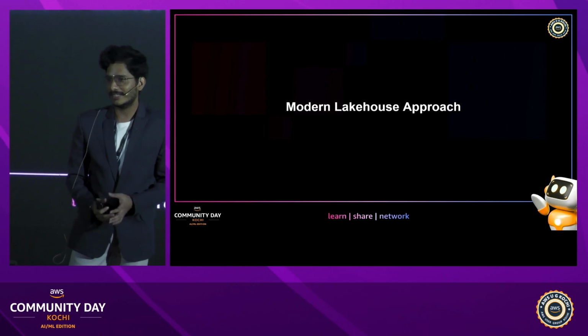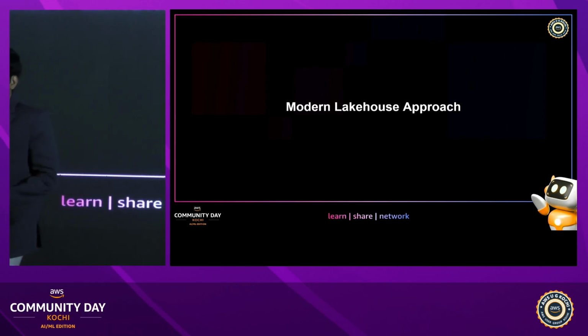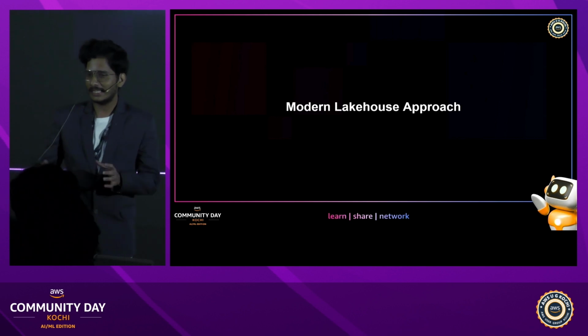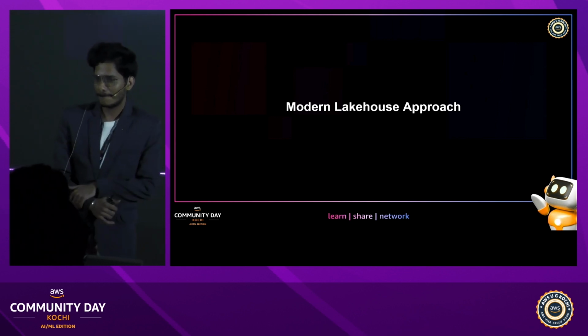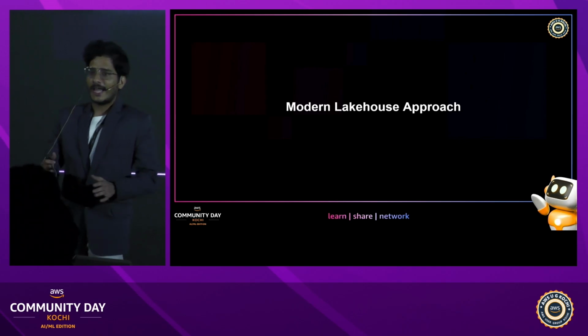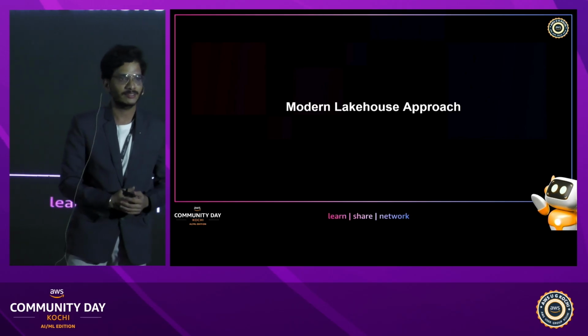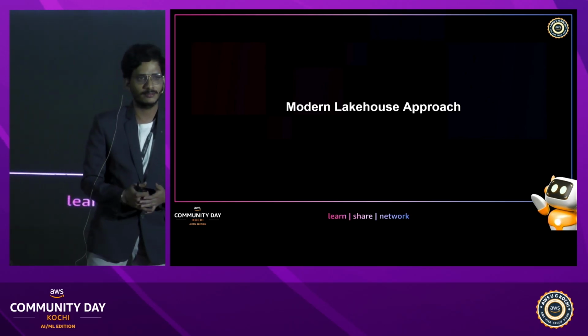Any experience on lakehouse? Okay. So is there any pattern that you followed for building this lakehouse? So we go with medallion architecture. Nice. Okay, so Databricks. Okay. Next, anyone, any other lakehouse architecture that you have implemented in your projects?